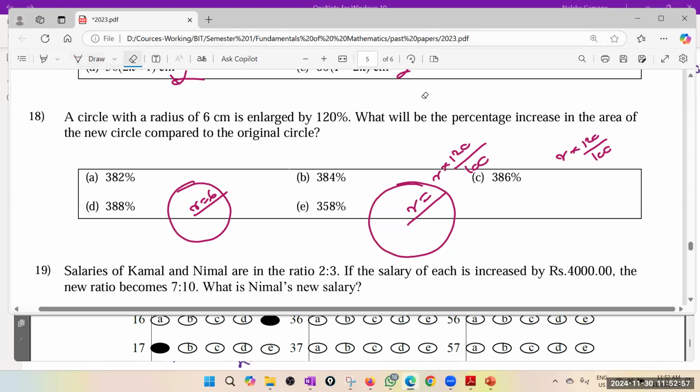Okay, let's take it. I think the examiner has not worded it properly. Or let's assume the examiner has worded it properly. So that means if previously 100, now it must be 220. Okay. That is what is my 100.